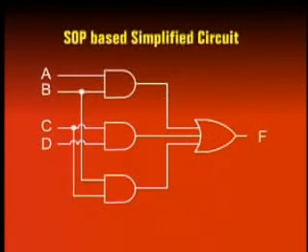The simplified circuit is implemented using 3 2-input AND gates and a single 3-input OR gate. The total circuit count is 4 gates. The cost of the circuit reduces, the size of the circuit reduces, the power requirement of the circuit reduces, and the propagation delay has reduced from 3-gate delay to 2-gate delay.